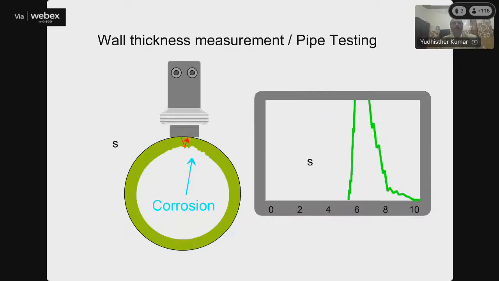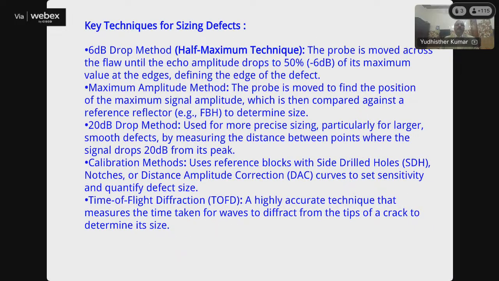This figure shows thickness measurement or pipe testing. The thickness of the pipe or any defects can be related by using this. So this is the thickness, 2 to 4 mm thick. If thickness varies, the distance or time varies. So these are what we have studied earlier, how we can easily detect the defects.